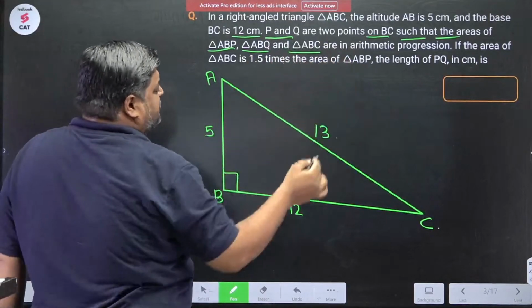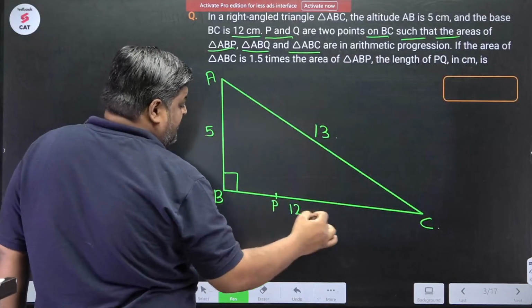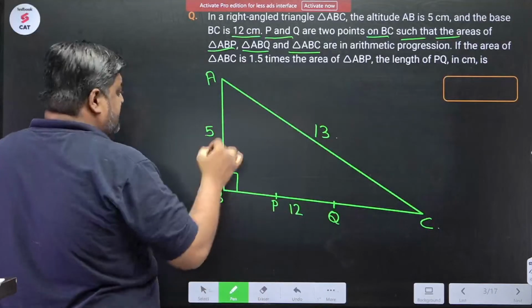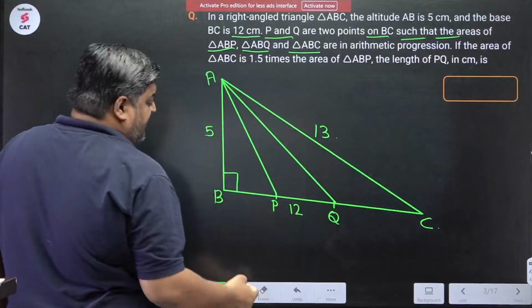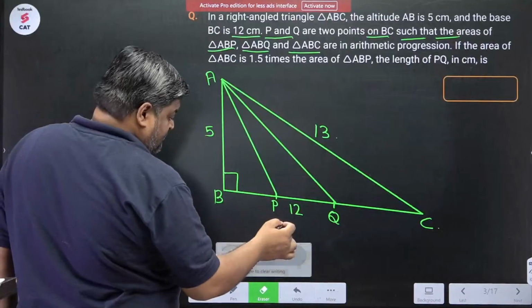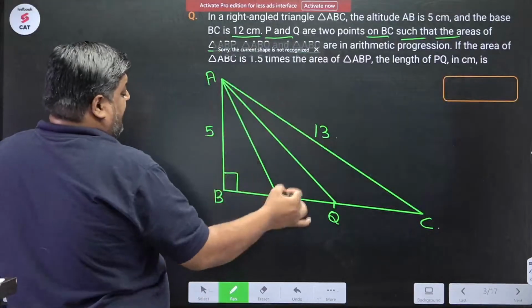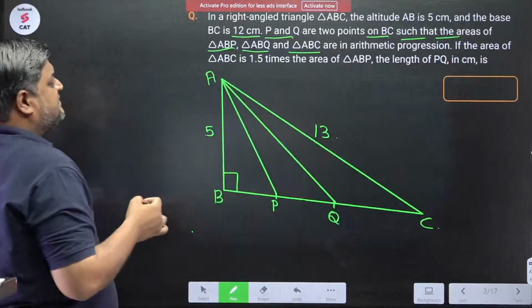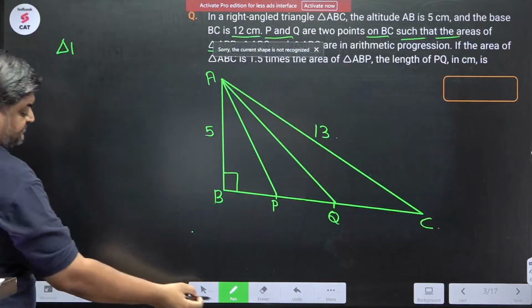P and Q are 2 points on BC. So BC के ऊपर P and Q 2 points हैं. Let's say this is P and let's say this is Q. So P and Q are 2 points on BC such that area of triangle APB, area of triangle ABQ and the area of triangle ABC, all of this is in arithmetic progression. Feel the triangles better.